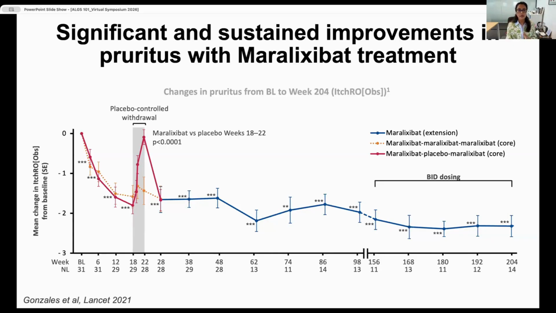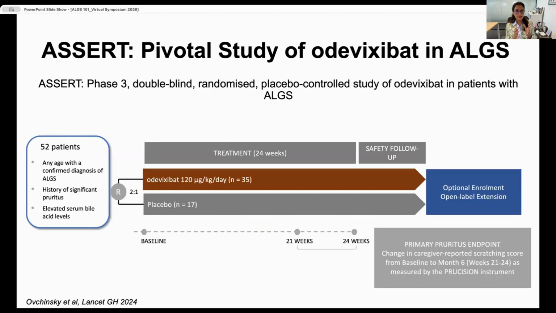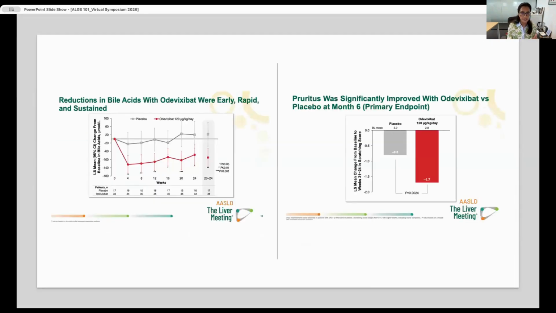Really exciting. Ipsen ran another study called the ASSERT study. In this study, a different study design, but this is just adding to the body of work that shows that IBAT inhibitors work. They had 52 patients with Alagille syndrome, and they gave 35 of those patients odevixibat, and 17 were given placebo over a 24-week period. And then they did the same thing. They looked at serum bile acid levels. That's the first graph there.